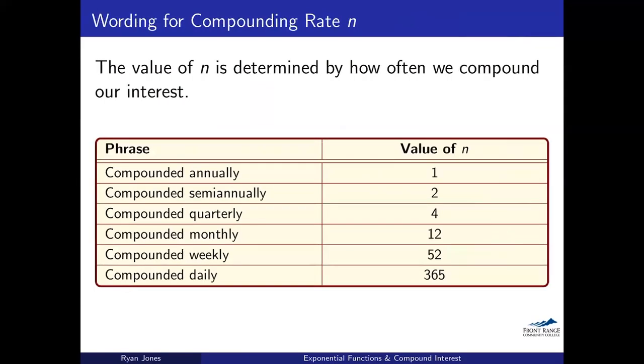Great. Talking more about this value of N, and this is just the wording of this. So we'll use certain words to describe the value of N. If I give you a problem and I say that the account is going to be compounded annually, that means that N is 1. If I say semi-annually, that means twice a year, so N is 2. If I say quarterly, that means 4 times per year, so N is 4. Monthly is 12 times per year. Weekly is 52 times per year. There's 52 weeks in a year. And daily is 365 times per year.